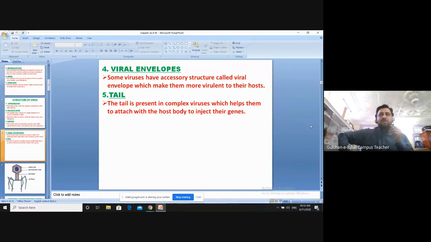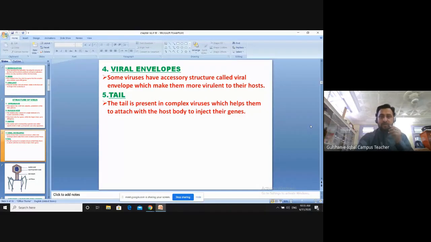And the whole virus is not going inside the body. You can say the whole virus is not entering the cell. Only their genes are entering the cell. So when they inject their tails, with the help of the tails, they inject the DNA or RNA into the body of the host, and after that they infect the host body.